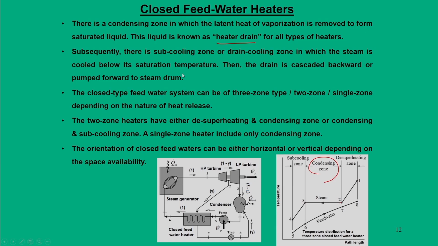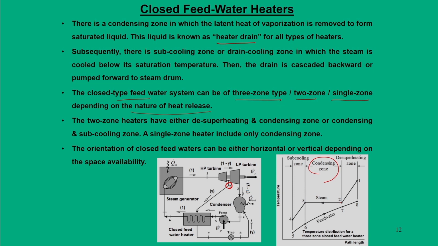So, in general the closed type of feed water systems can have a 3 zone type, 2 zone type or a single zone type, depending on the nature of heat release. So, depending on the condition of steam at state 2, one can design the feed water heater with either a 3 zone type or 2 zone type, or in fact a single zone type, depending on the needs. For example, for the subcooling zone we may have a different arrangement, that means we can design the feed water heater only for the condensing zone, and in most cases it is preferred to use this condensing zone type feed water unit.